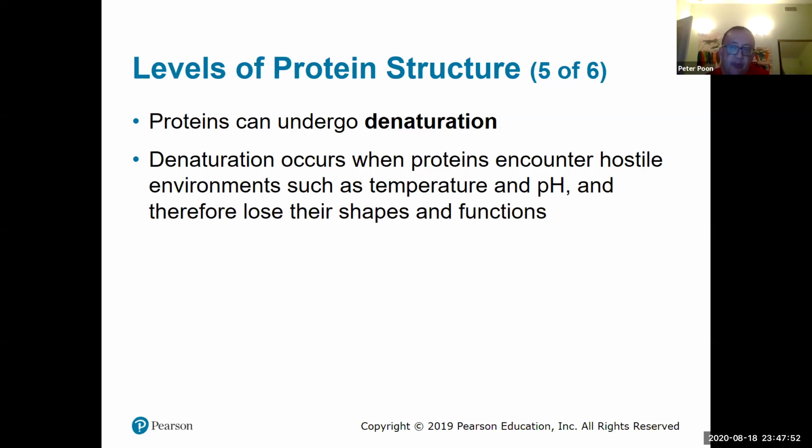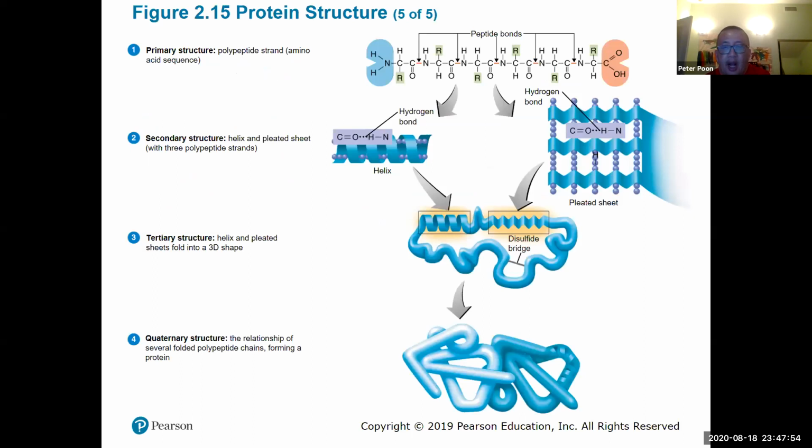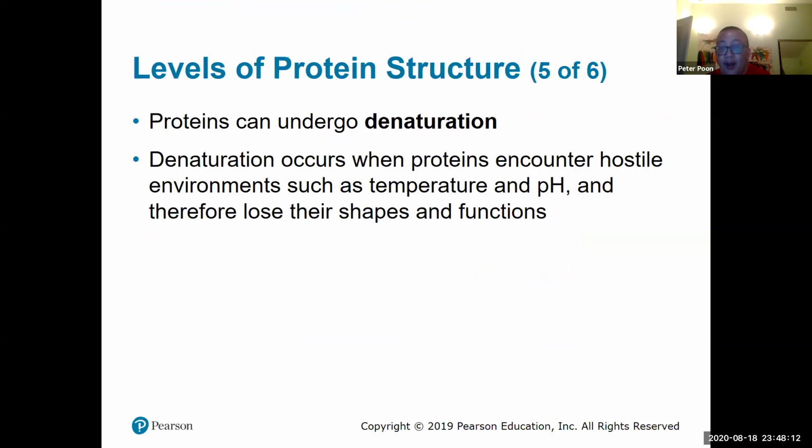When I denature something, I unfold the physical protein. I unravel the quaternary, tertiary, and secondary structures. I actually don't change the primary structure, but I change the secondary, tertiary, and quaternary structures, and they lose their shape, and therefore they lose their function.